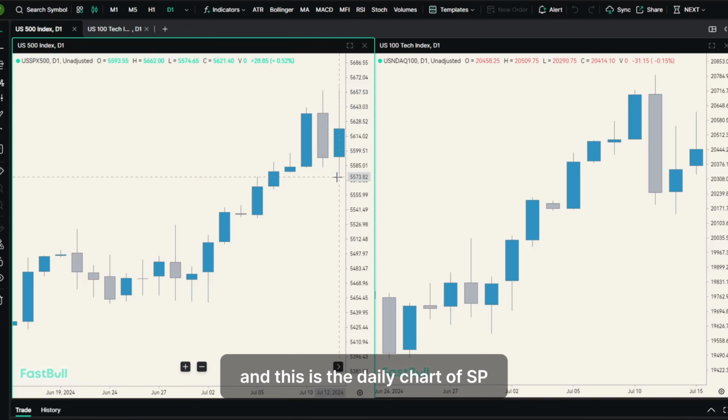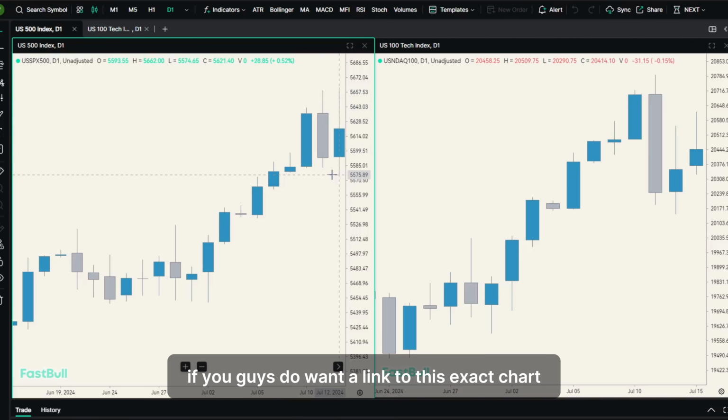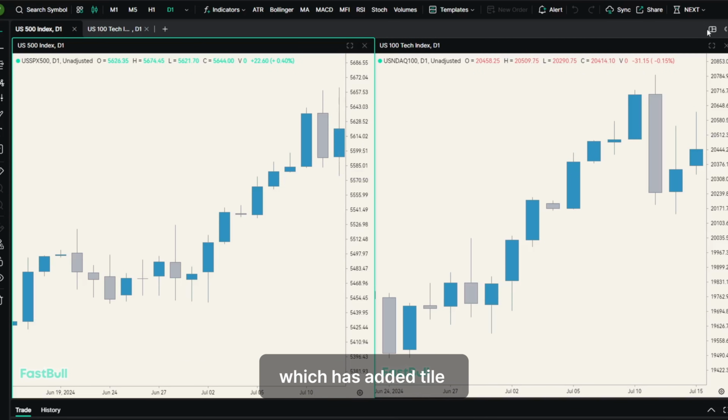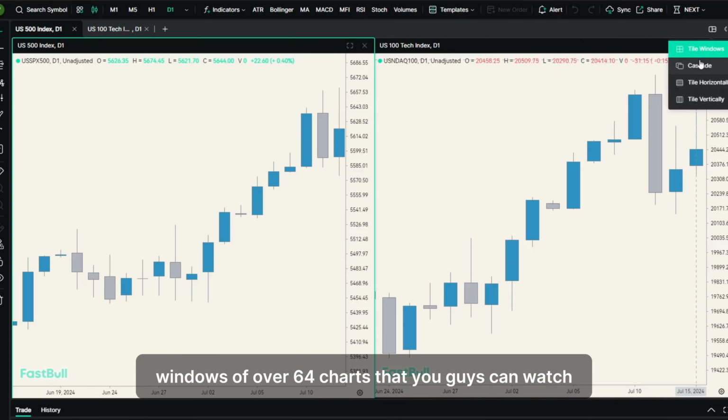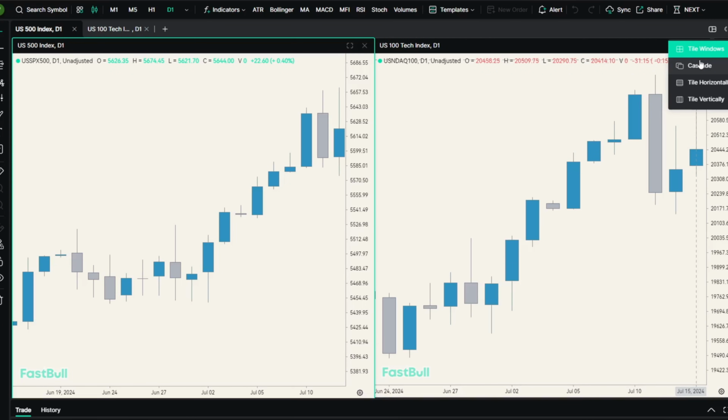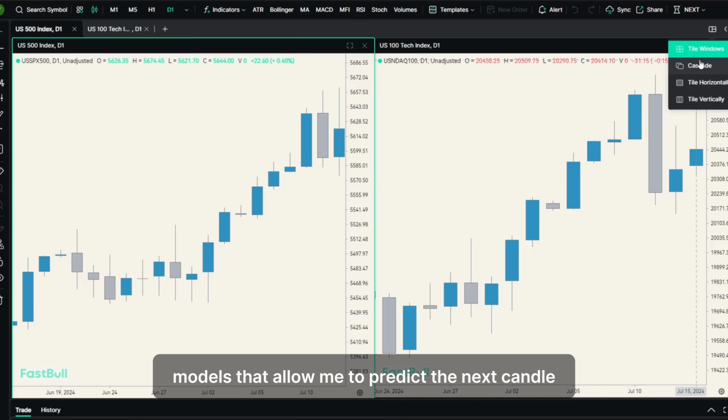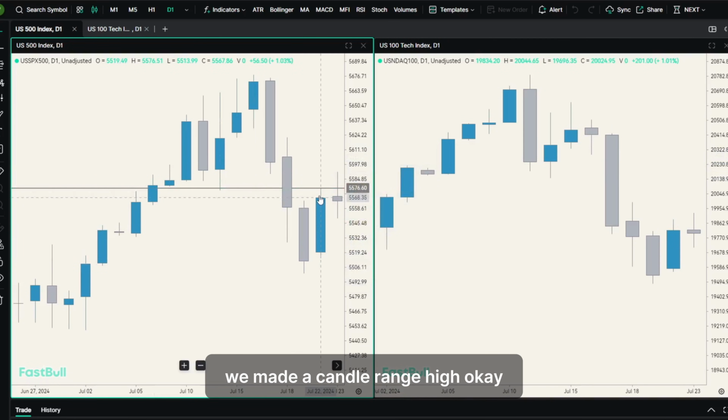and this is the daily chart of S&P. If you guys do want a link to this exact chart, it will be in the link in the description, fastball.com, which has added tiled windows of over 64 charts that you guys can watch. But I mainly use this in my CRT models that allow me to predict the next candles. As you can see right here, on the S&P, we've made a candle range high, okay?